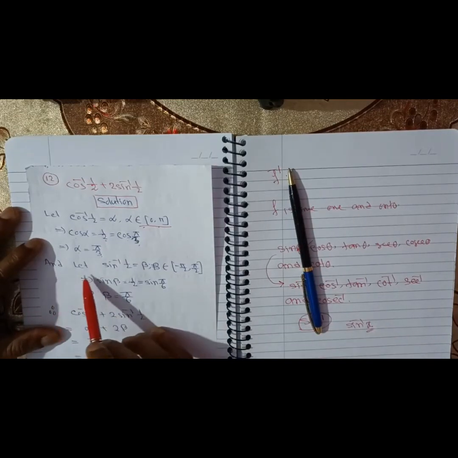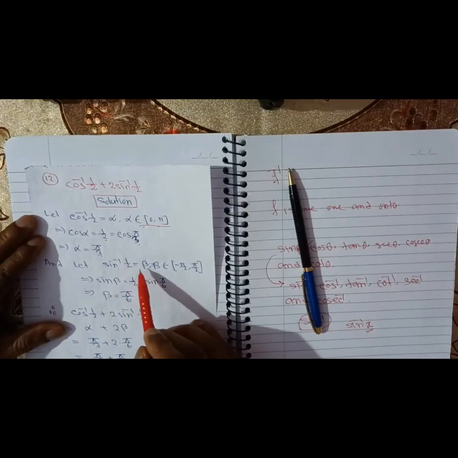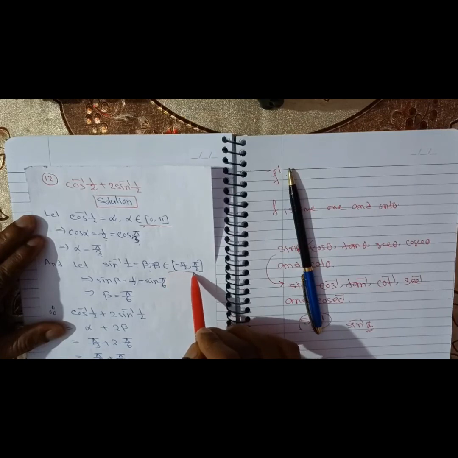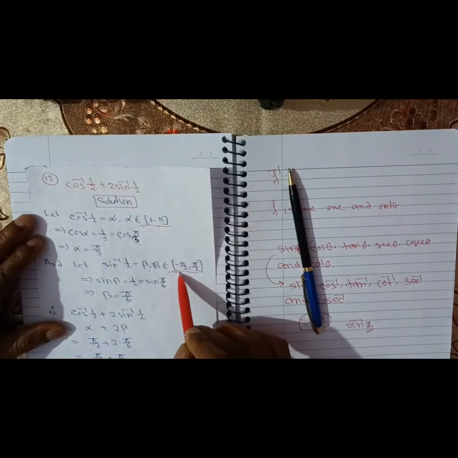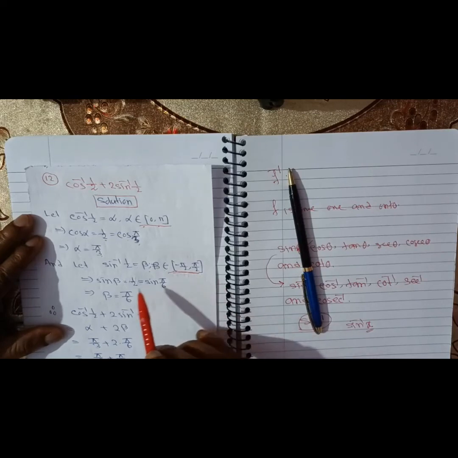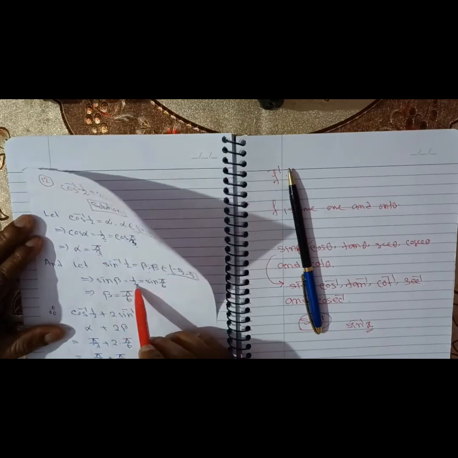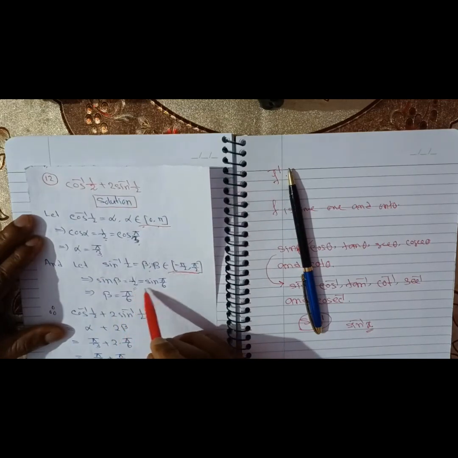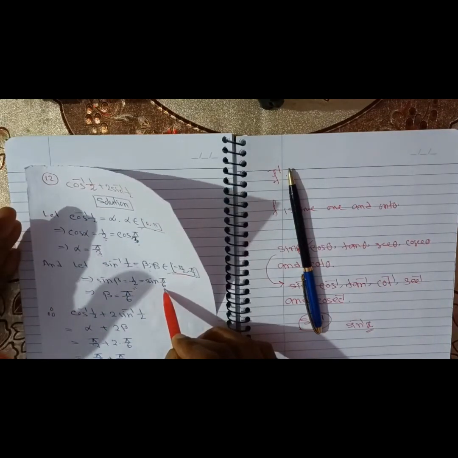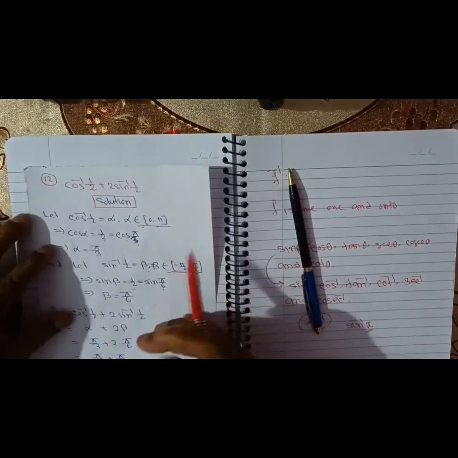And let sin inverse half equal to beta, where beta belongs to the range of the sin inverse function. Then we get sin beta is equal to half. In place of half, we can write sin pi by 6 from the table. Then we get beta equal to pi by 6. Very simple.